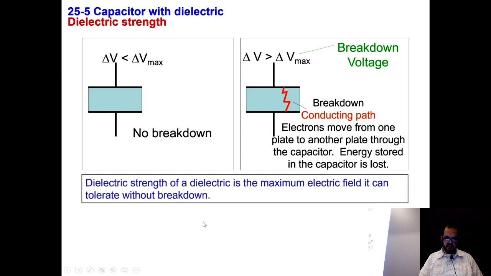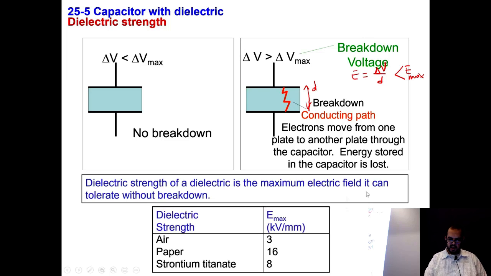The dielectric strength of a dielectric is the maximum electric field it can tolerate without breakdown. Obviously, if we have delta V and a separation D, the electric field magnitude is delta V over D. This has to be lower than a maximum value, and that's what we call the dielectric strength. The dielectric strength is the maximum electric field it can tolerate without breaking down. So let's look at some typical values.